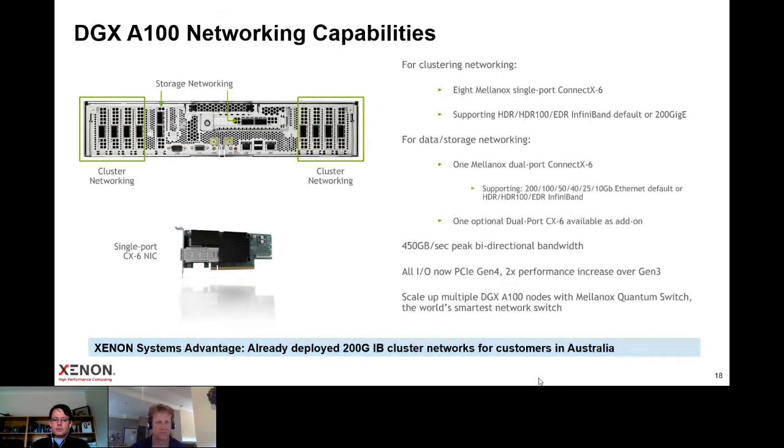And XENON Systems has been working with NVIDIA for many, many years. As I've mentioned before, we've deployed some of the largest InfiniBand networks for the largest supercomputers in Australia, working very closely with Mellanox on these projects and our partners. And we have already deployed, in a cluster we delivered last year, the first 200 gig InfiniBand network in Australia. So we already have a lot of experience with even the latest ConnectX-6 adapters and the 200 gig InfiniBand and Ethernet adapters and fabrics, which are now also available here in the DGX A100.